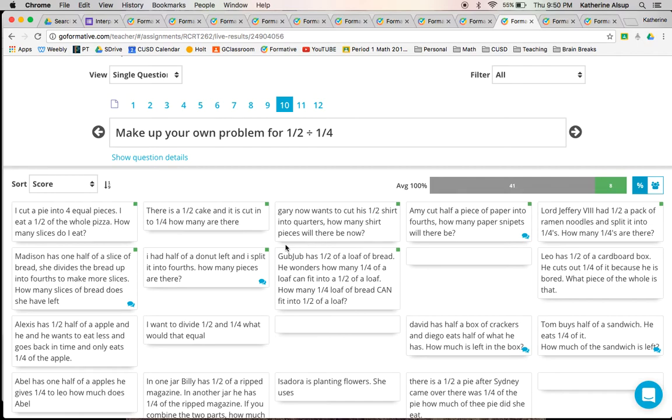There's a couple more you can read down here. I had half of a donut left and I split it into 4ths. How many pieces are there? I cut a pie into 4 equal pieces. I eat half of the whole pizza. How many slices do I eat? That one's a little bit different, but it works. Amy cut half of a piece of paper into 4ths. How many paper snippets will there be?